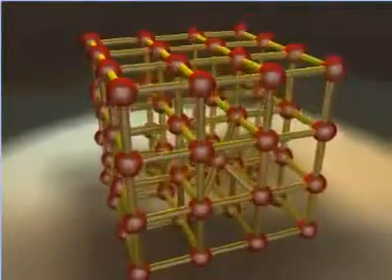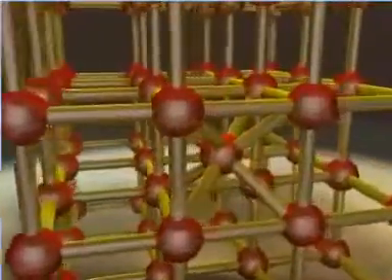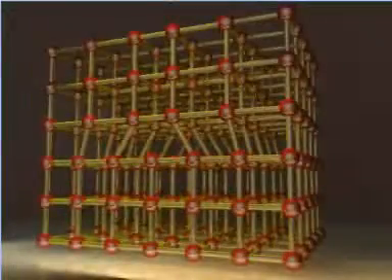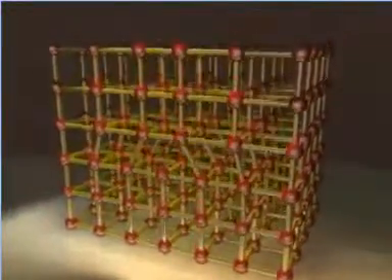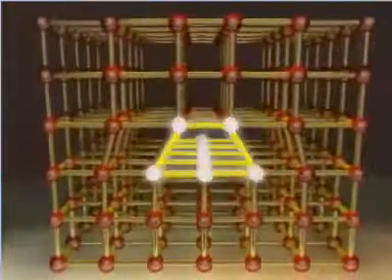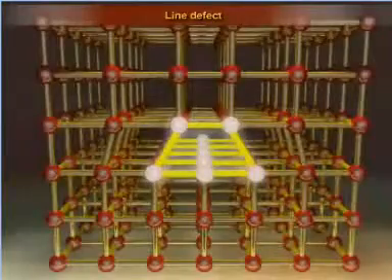A defect arising due to the irregularity in the arrangement of the constituent particles around a single lattice point is referred to as the point defect. On the other hand, a defect arising due to the irregularity in the arrangement of the constituent particles across a row of lattice points is referred to as the line defect.